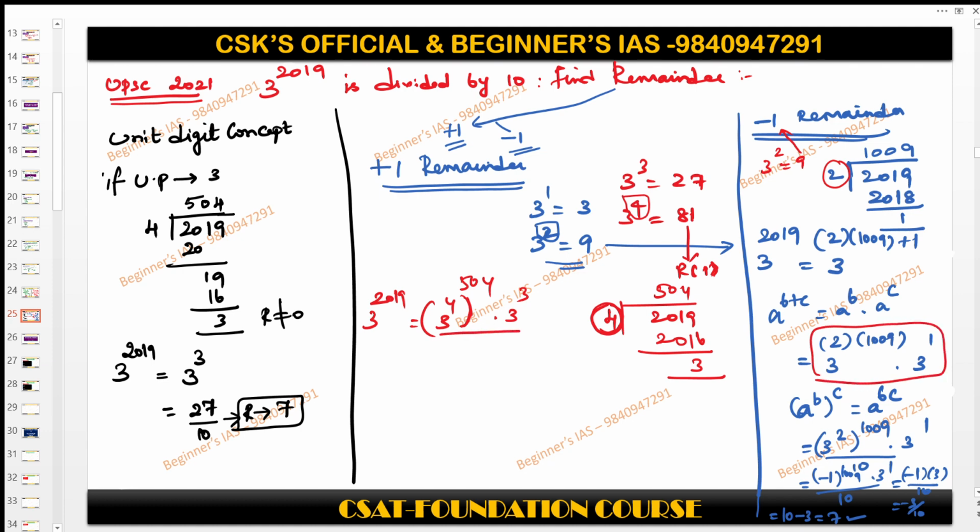Now this has to be divided by 10. Now 3 power 4 gives you what remainder? Plus 1 when divided by 10. So therefore 1 power 504 into 3 power 3 by 10. Now 1 power anything is nothing but 1. This is positive. Now 3 power 3 is 27. 27 by 10, what would be the remainder? The remainder is 7. Clear? We are dealing with the remainder. Please remember that one.